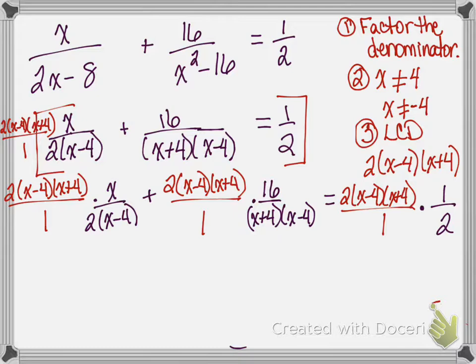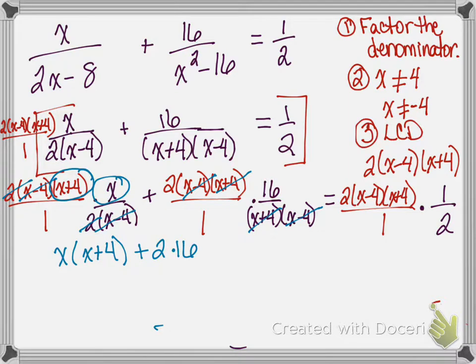Okay. And thankfully, some of this stuff cancels out. Okay? Here, I've got a 2 and I've got an x minus 4. Okay? I'm left with x plus 4 and x. What am I going to have to do with that x? Distribute. And we know how to do that. Here, I've got x plus 4, x minus 4, x plus 4, and x minus 4. So I have 2 times 16. And here, I'm left with x minus 4, x plus 4.